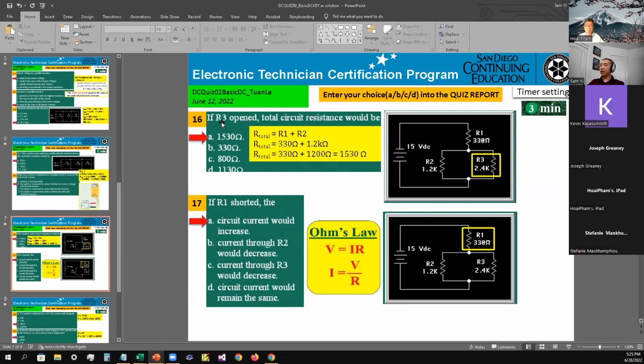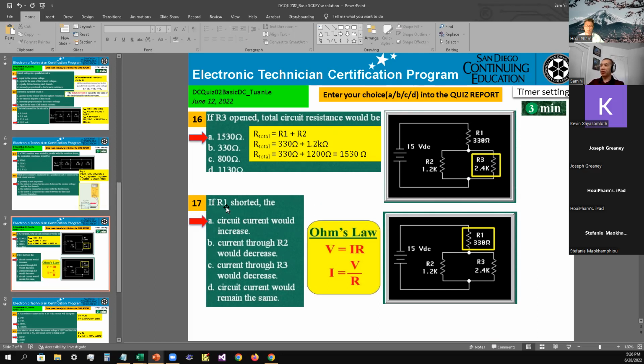Number 16, if R3 is open, total circuit current would be... If this one is taken out and not connected in the circuit, your resistance would increase. If your resistance increases, your current would decrease. If you remove R3, you only have R1 and R2, so you add those two together, which comes to about 1530 ohms. So the answer is A as in apple for number 16.